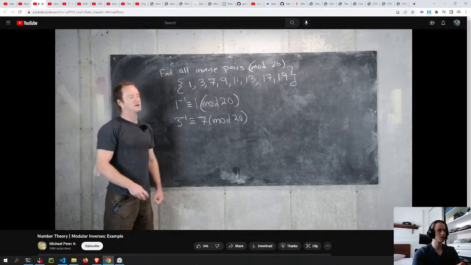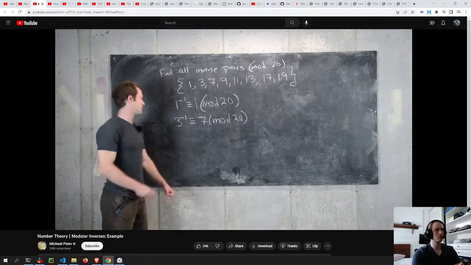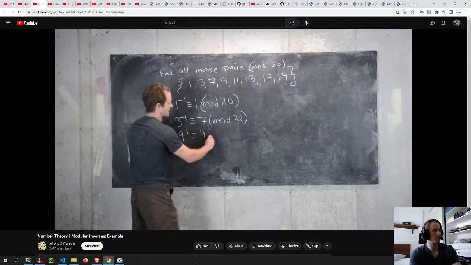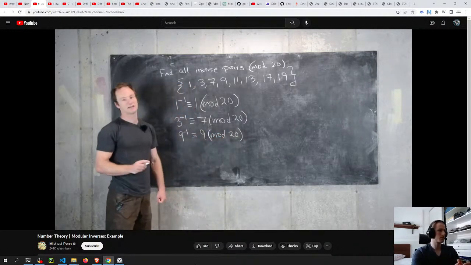Now let's move up to 9. So 9 times 9 is 81, which is 1 more than a multiple of 20, so we have 9 inverse is congruent to 9 mod 20. So 9 is its own inverse.